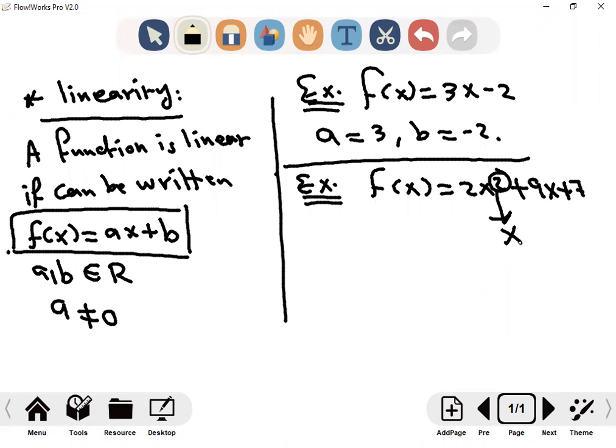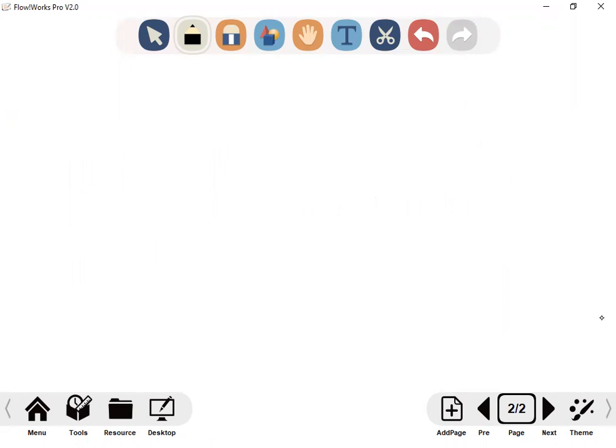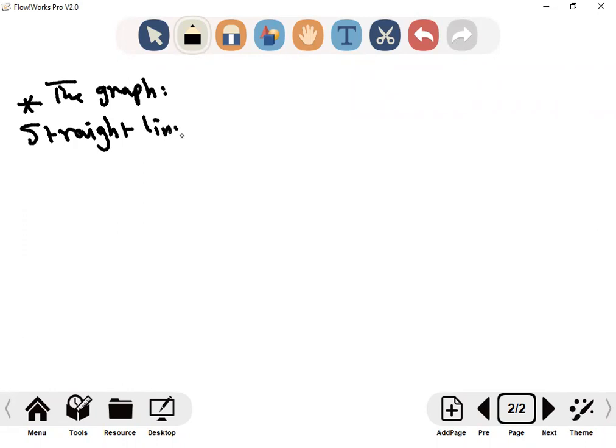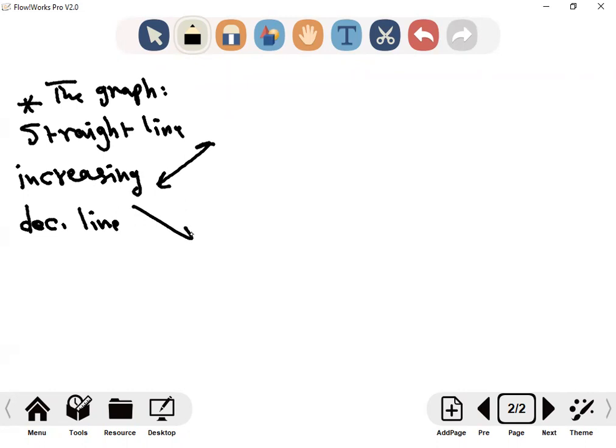Now, from the graph of the linear function, it is always a straight line, either increasing or decreasing, not horizontal. Okay, now the graph. The graph of the linear function is a straight line, either an increasing line, something like this, or a decreasing line, something like this. Not a horizontal line.